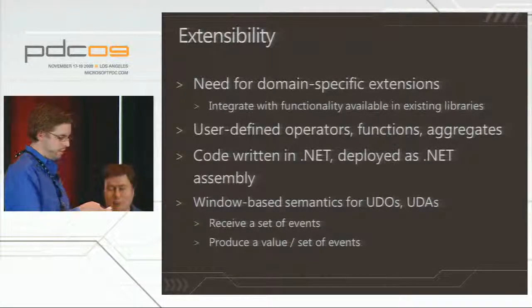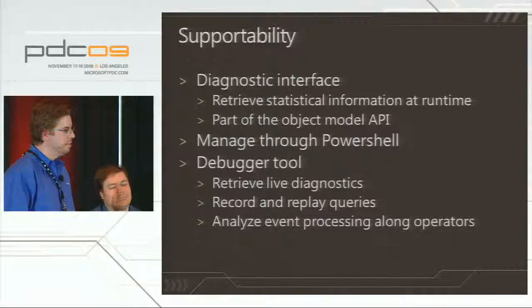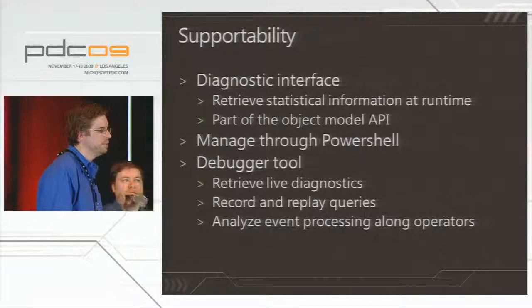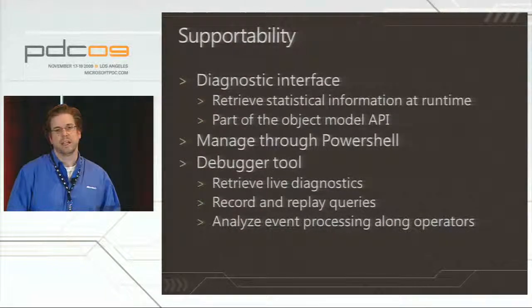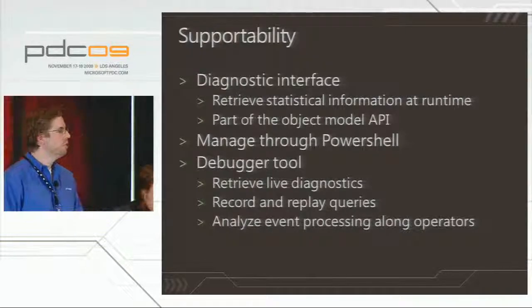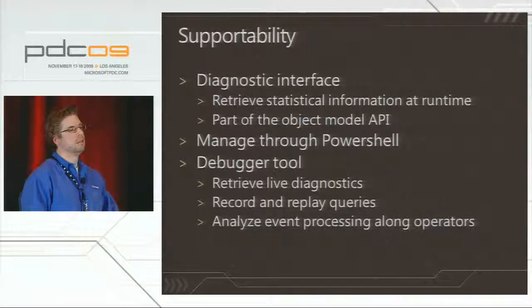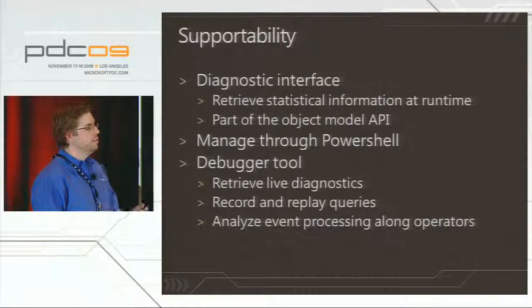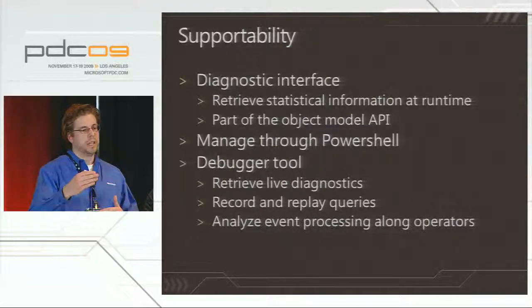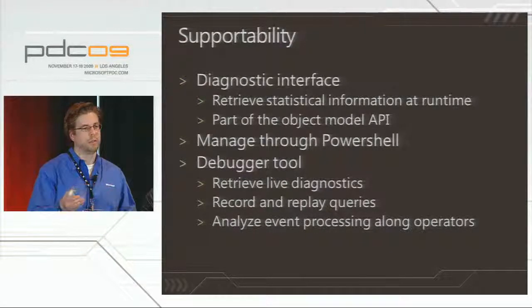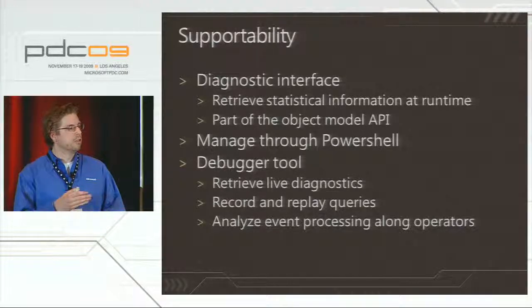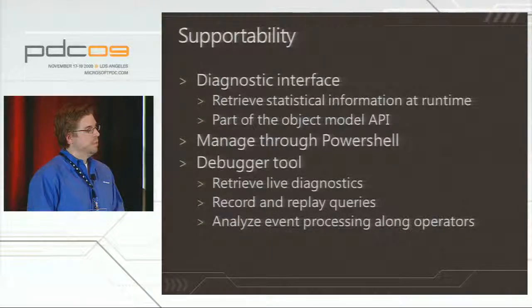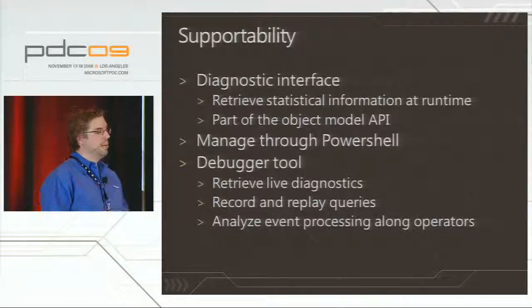So let's move ahead. As a last thing, I would like to talk a little bit about supportability. The StreamInsight engine has a diagnostic interface, which enables you to retrieve statistical information at runtime about queries, about operators, about memory consumption, latency, and so on. This is part of the Object Model API. So within your application, you can interface the server object and retrieve that information through the appropriate methods on the server. You can also manage a StreamInsight engine, a running StreamInsight application through PowerShell.